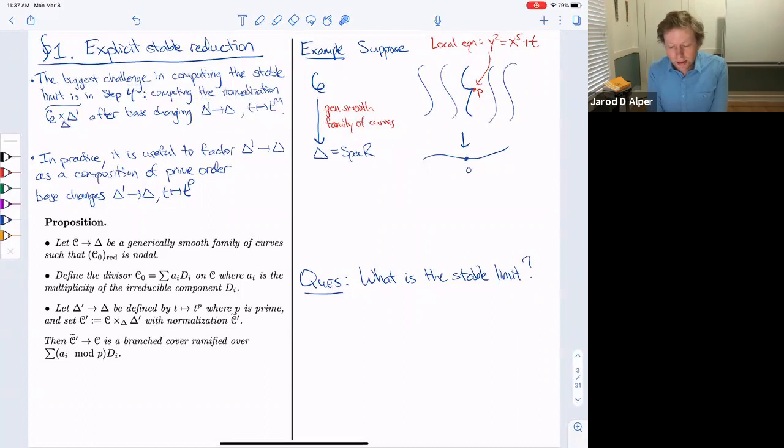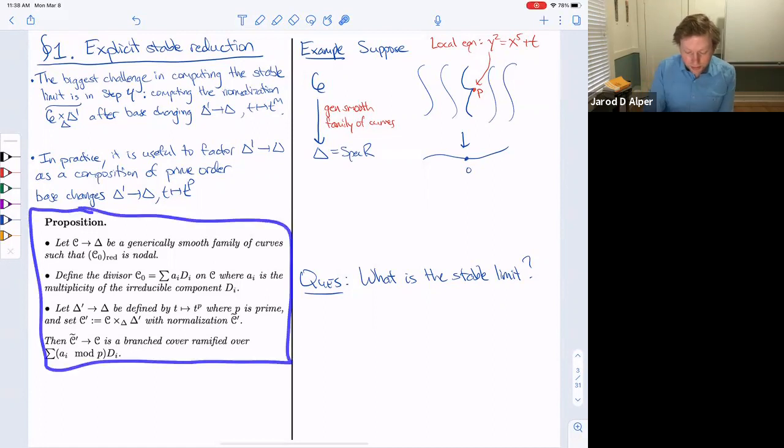And so in practice, it's nice to factor this base change into a composition of prime order base changes, because then you can have more control over what the normalization of the base change is. I should also say I'm following very closely here the exposition in Harrison-Morrison, which is my go-to resource for examples and discussion on stable reduction. And so the proposition we're going to use is written here.